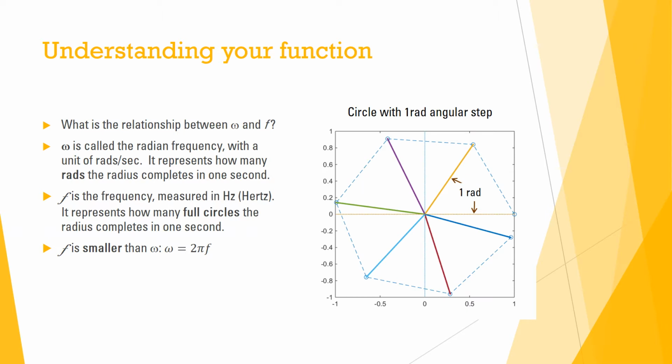On the figure on the right, I have drawn radii at 1 rad, 2 rad, 3 rad, 4 rad, 5 rad, and 6 rad. A full circle is 2 times pi rad, that is a little over 6 rad. So again, omega would tell us how many of these radians my radius would cover in 1 second as it's rotating around the circle, whereas f is how many full circles the radius completes in 1 second. So f is smaller than omega, and because a full circle is 2 times pi radians, omega is equal to 2 times pi f.